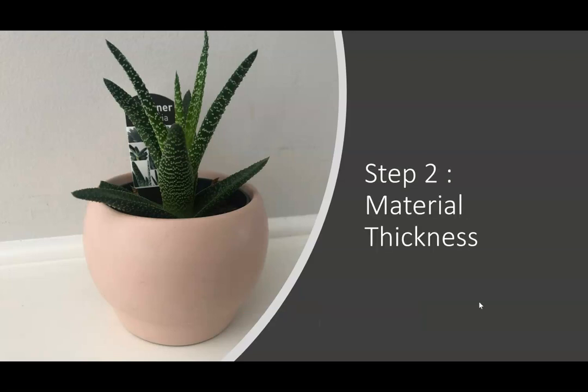Step two involves opening a new Onshape document and setting up material thickness. Material thickness in our case will be 3 millimeters. The reason why we set up a material thickness variable is so that we can change it if needs be to tune it to our specific material. So if it doesn't work at 3 millimeters, we can change it, for example, to 2.95 or 2.9 in order to get that perfect fit with our material.